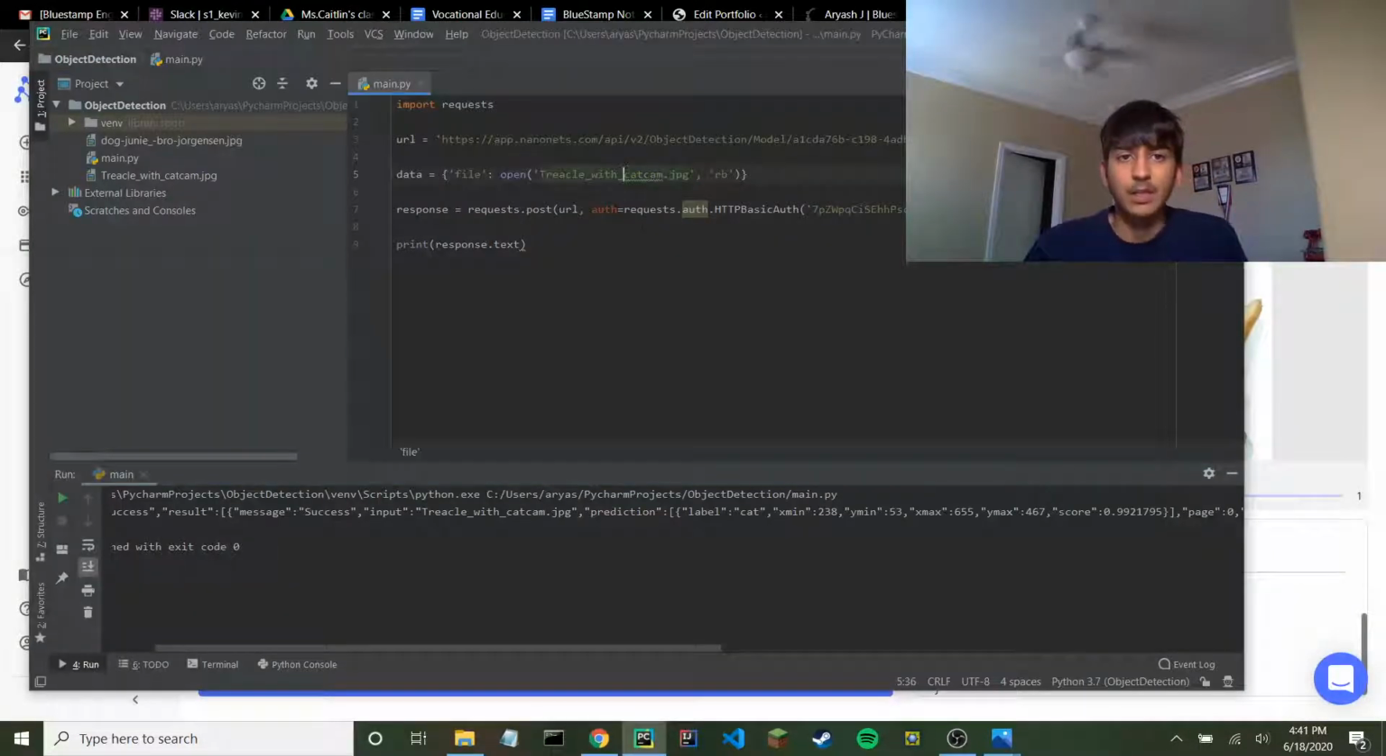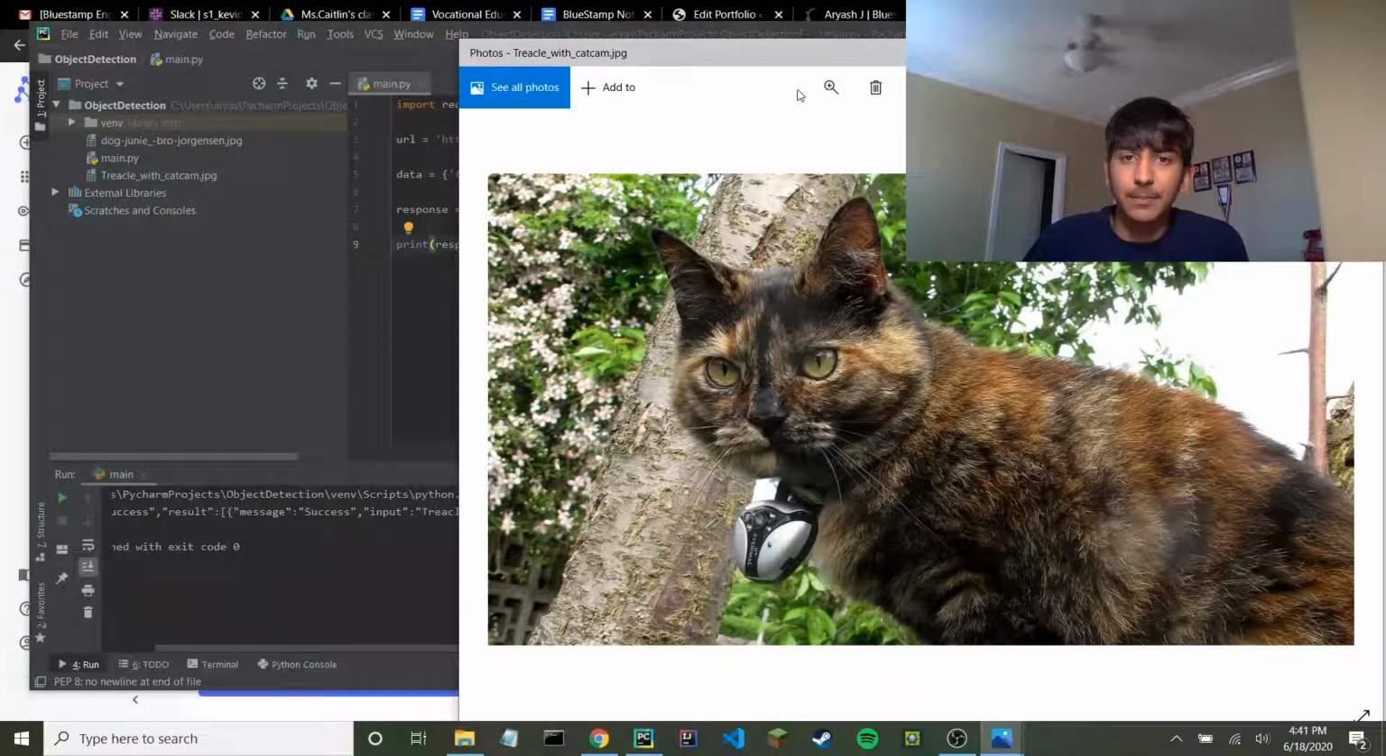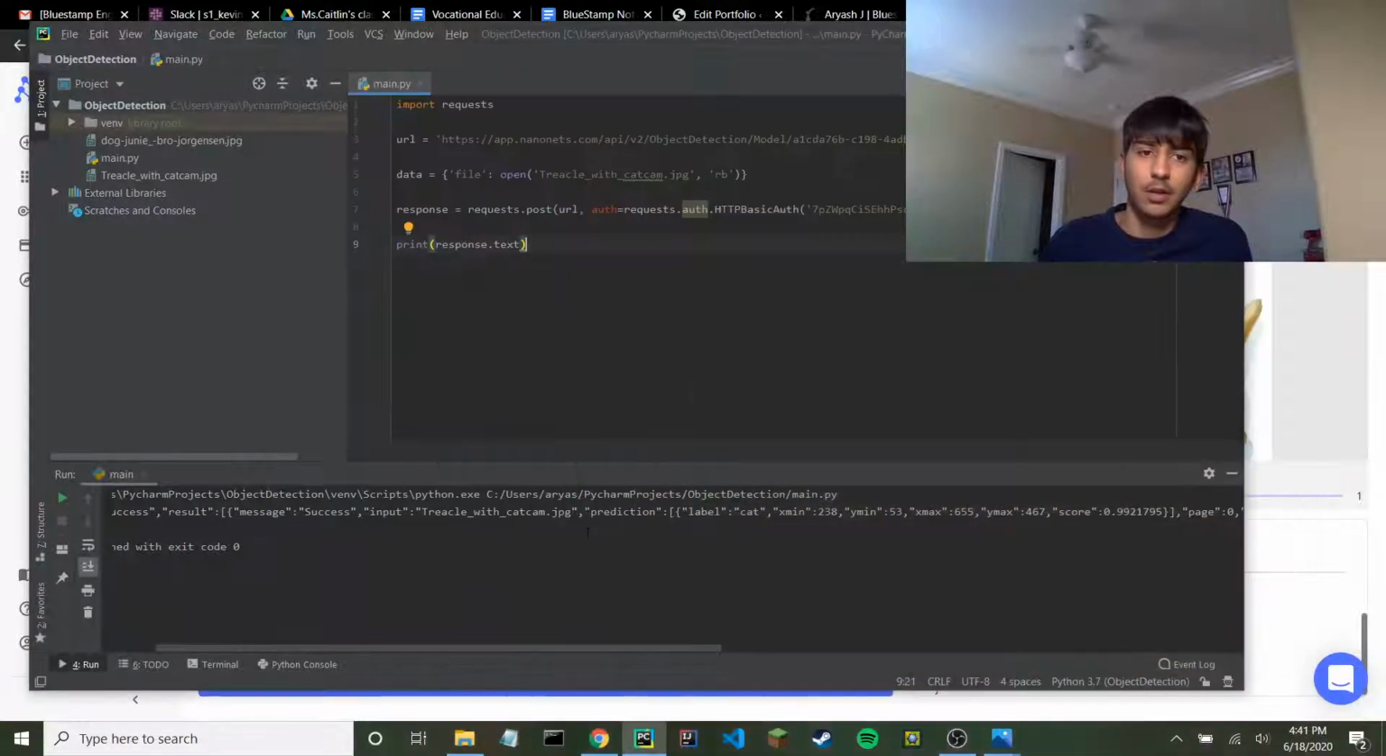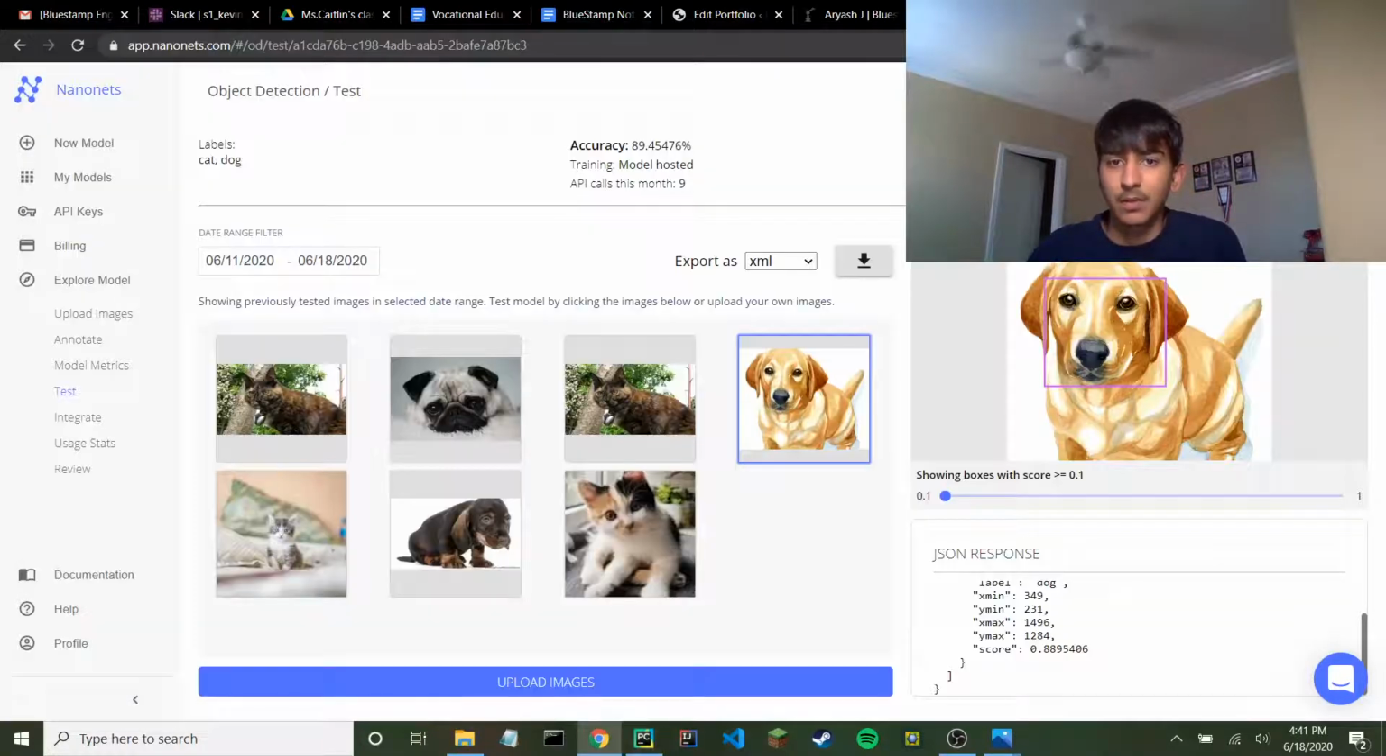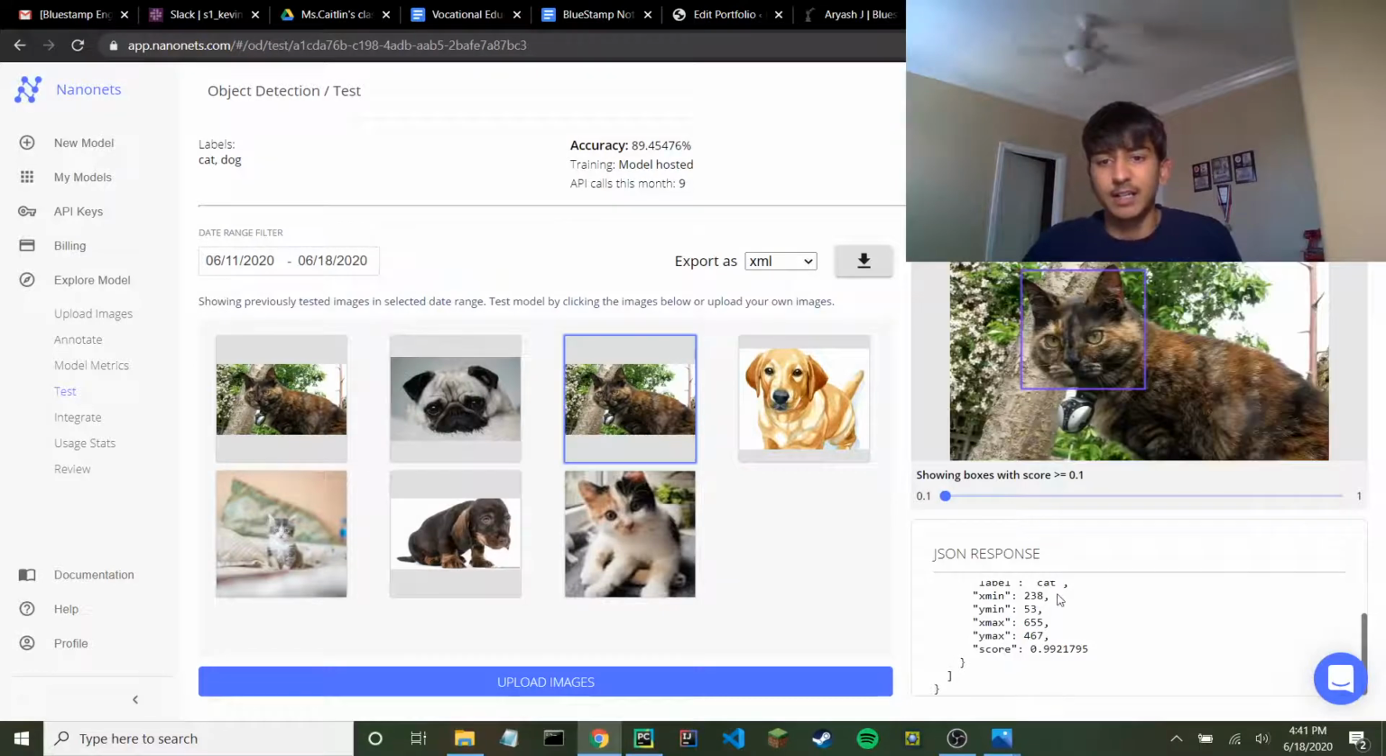So for the code, basically, the model was accessed through this URL, and this line here basically just opens up the file you want to test, and then these two lines of code just get what the model thinks and then print it out. And I tested this cat picture for this run, and I got 99.2% accuracy, which does back the fact that I did get this score here.